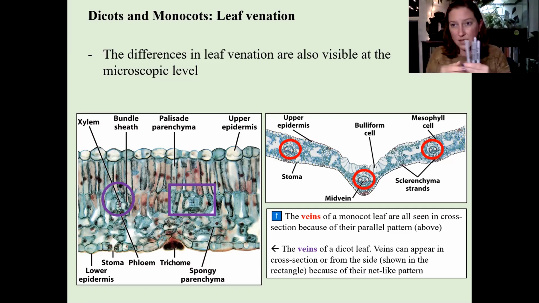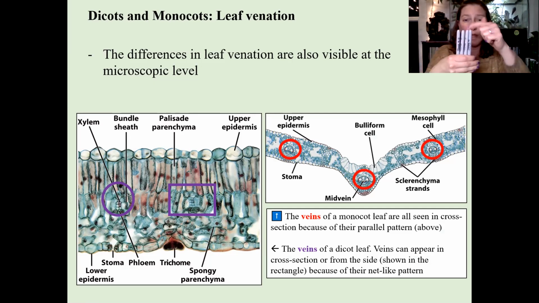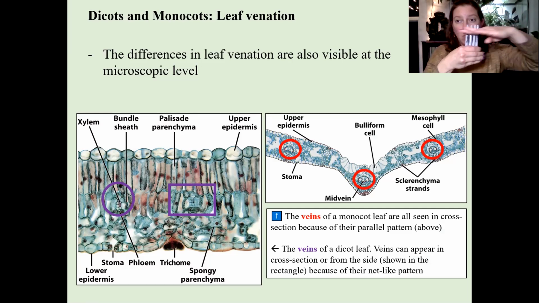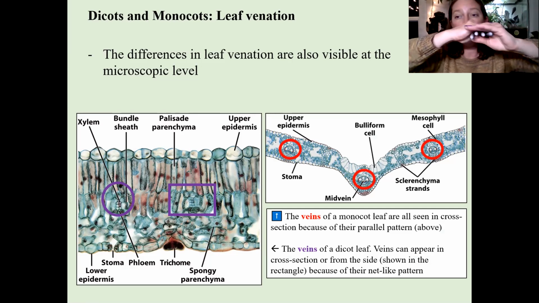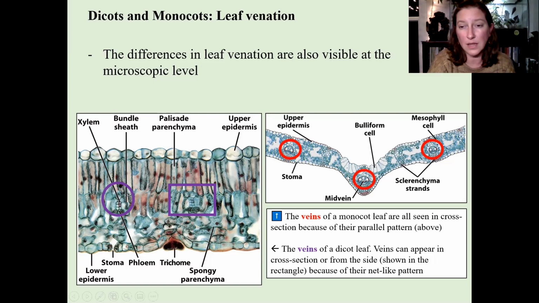Think of these as veins in a leaf. If I have parallel venation, my veins run like that, parallel to each other. If I were to do a cross section through this leaf and look at it under the microscope slide, I would see all of the veins looking right at me, because they're parallel to one another. And that's what's showing you here in the red circles.